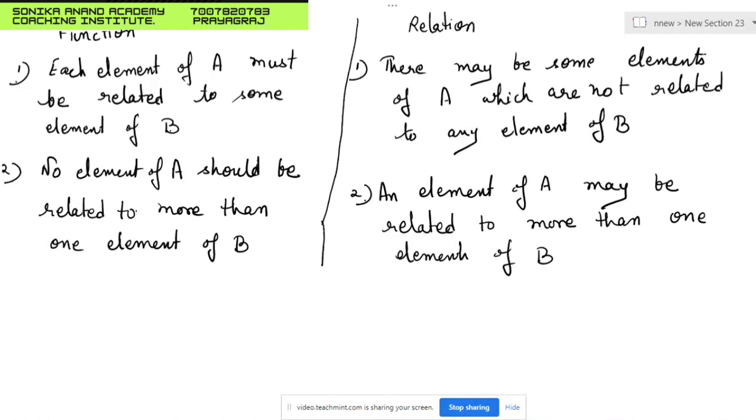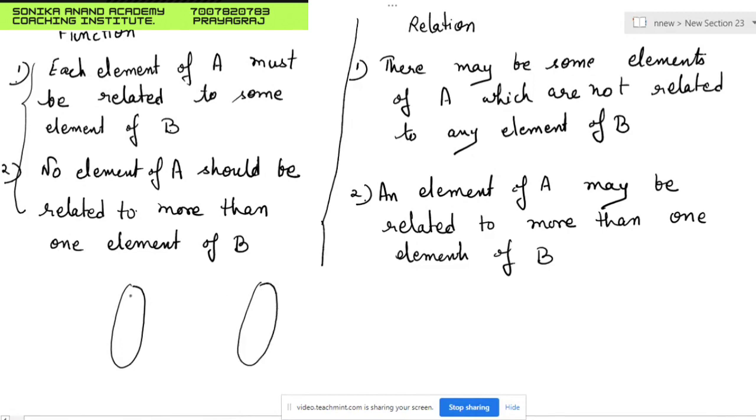Completed. Listen. Just concentrate on the function. Each element of the set A must be related to some element of B. That means we have two arrow diagrams. For example, 1, 2, and 3, and here A, B, and C. Each element must be related to another element. No element should be left over here.